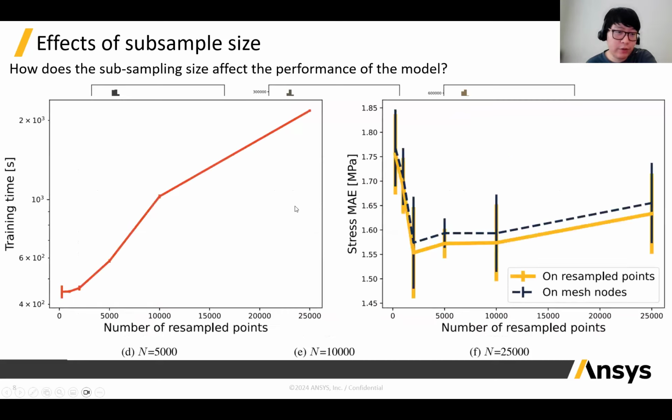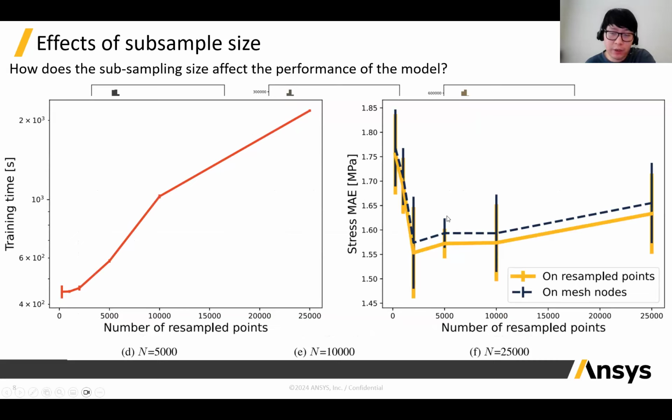Furthermore, we can actually run some training. We train the model on different numbers of resample points. So you see here, we have all the way from 200 to 25,000. Of course, the more points you have, the larger the input data set is, and the training time goes up. But more interesting is to look at the prediction accuracy.